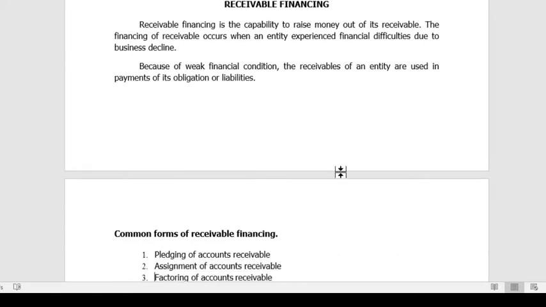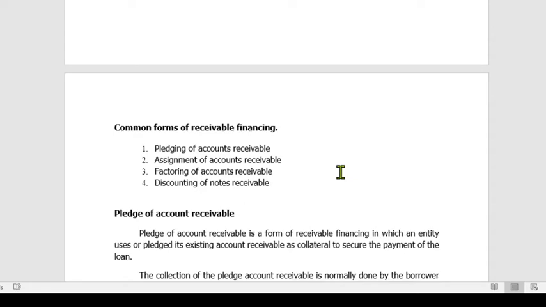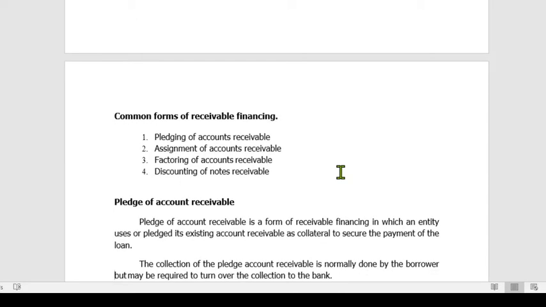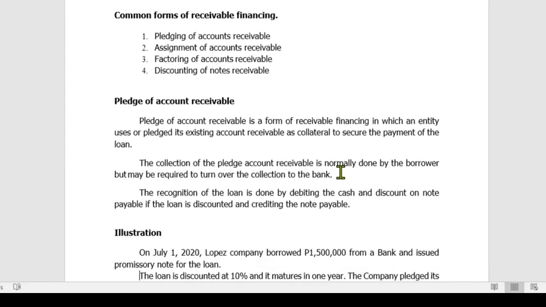So there are common forms in receivable financing or using your receivables to generate cash. One is to pledge your accounts receivable. Next is to assign your accounts receivable. Next, to factor your receivables and then to discount your notes receivable. So, isa-isahin lang natin itong mga items na ito.